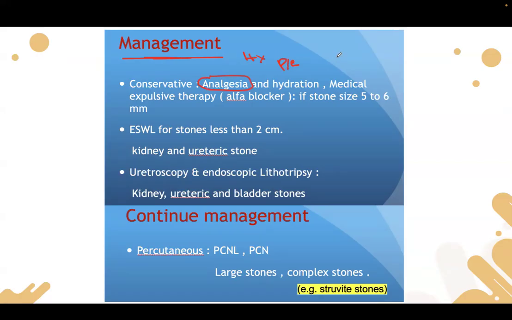Then what would you do? Which type of imaging? We said that it's going to be the non-contrast CT. You did your non-contrast CT and saw a stone. Now let's talk about the management of these stones based on their size.